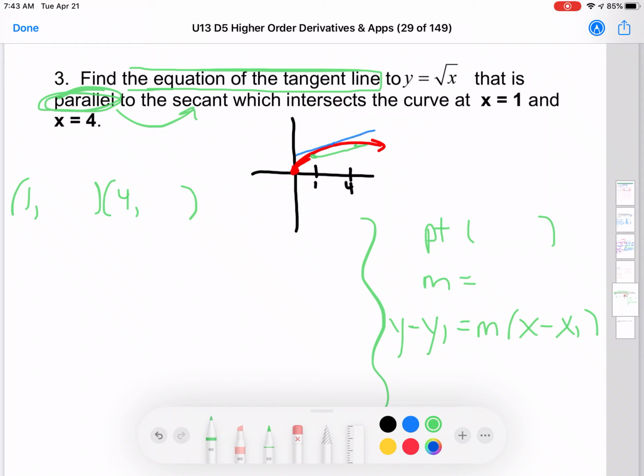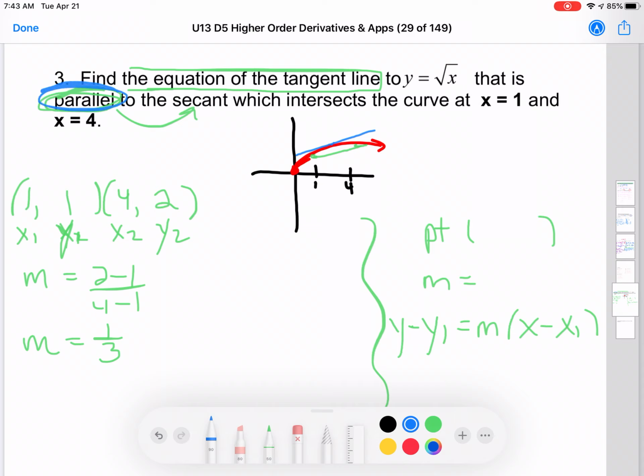Okay, so first let's do the green guy. So let's plug in and get our partners. So if I plug in 1, square root of 1 is 1. We plug in 4, square root of 4 is 2. Remember, this is average rate of change because it's a secant line. All right, we get our slope of 1/3. So if the slope of the green secant line is 1/3, then I know that the slope of the blue tangent line is also 1/3 because they're parallel, and we know that back from geometry. So here's my 1/3.